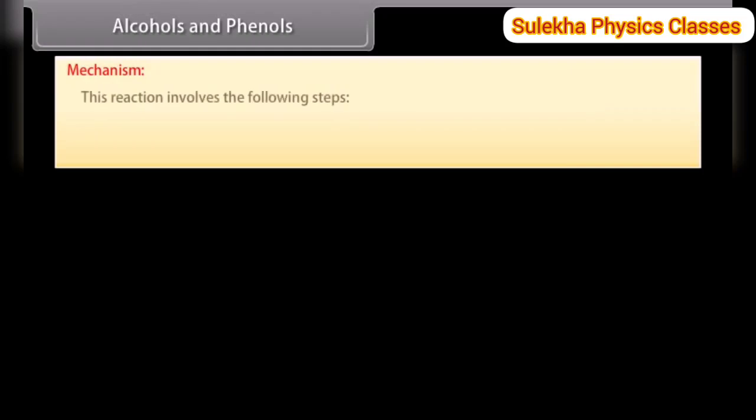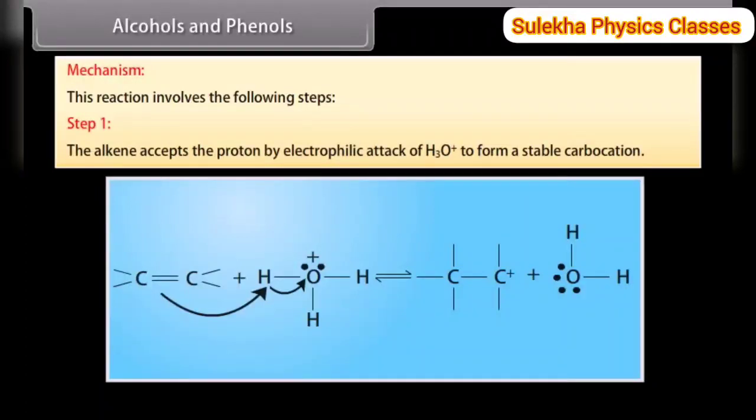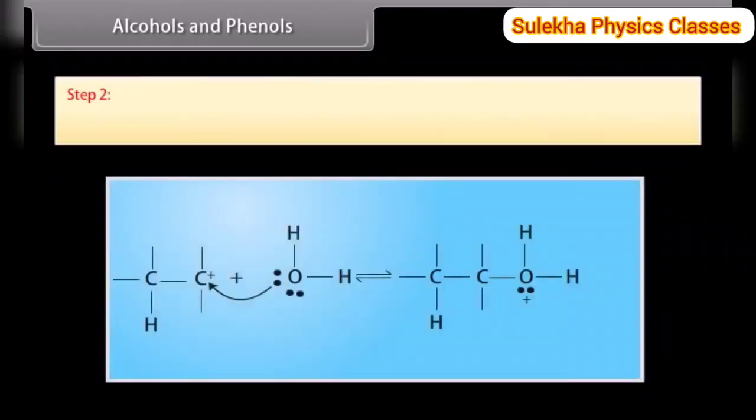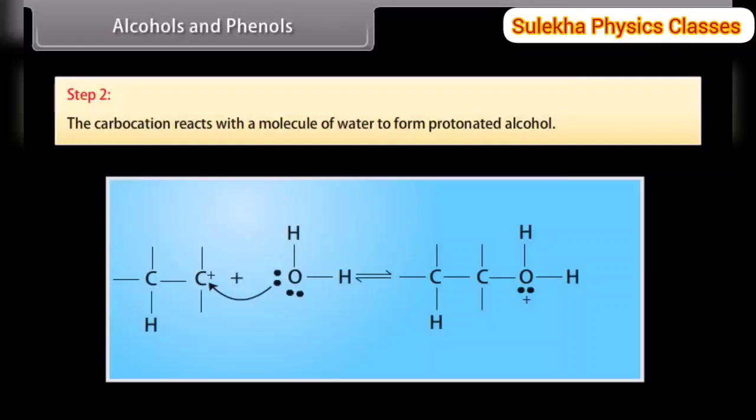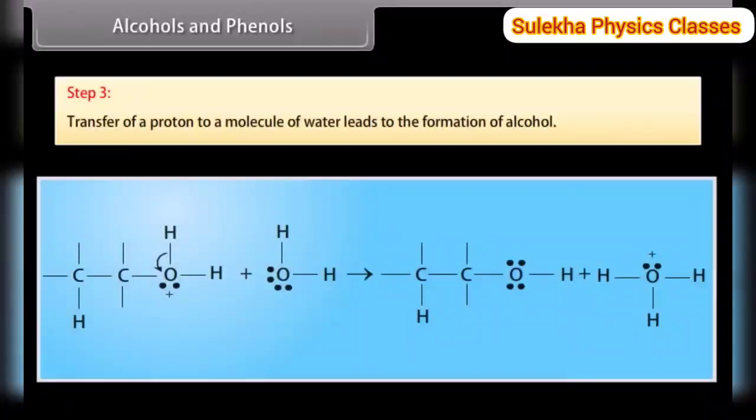Mechanism. This reaction involves the following steps. Step 1. The alkene accepts the proton by electrophilic attack of hydronium ion to form a stable carbocation. Step 2. The carbocation reacts with a molecule of water to form protonated alcohol. Step 3. Transfer of a proton to a molecule of water leads to the formation of alcohol.